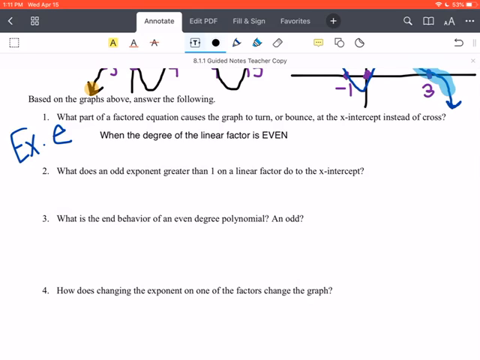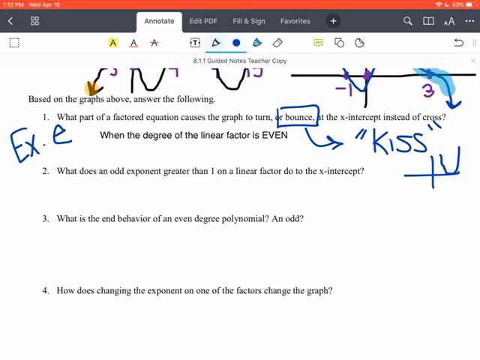Okay, so I'm going to maybe write that keyword in. Bounce. What have I been using in my lessons? I've been using the word kiss. Okay, so what does that look like? That is going to look like something that just touches that axis rather than crosses it completely. Okay, so there's our first key point.